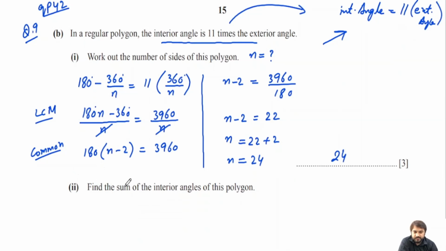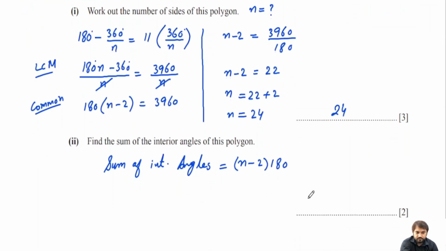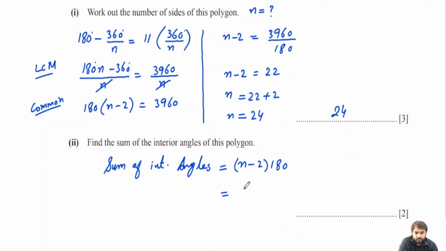Now in part 2, it says find the sum of the interior angles of this polygon. And we have a formula for this one as well. Sum of interior angles of any polygon is (n − 2) into 180. The value of n we have just found, 24. So (24 − 2) into 180 degree. 24 minus 2 will be 22. Now multiply 22 by 180. We will get the same answer like this, 3960.